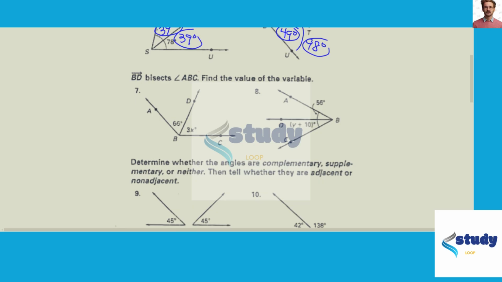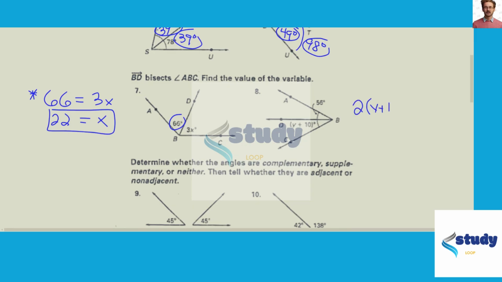Now, the copy didn't come over great, so I think this is 66 degrees, but you're going to have to change that as needed. But 66 would equal 3x, and x would equal 22 by dividing 3 to both sides. Now, if that's not 66 on the actual copy, then you're going to have to change it. If it's 65, then it's 65 equals 3x divided by 3.